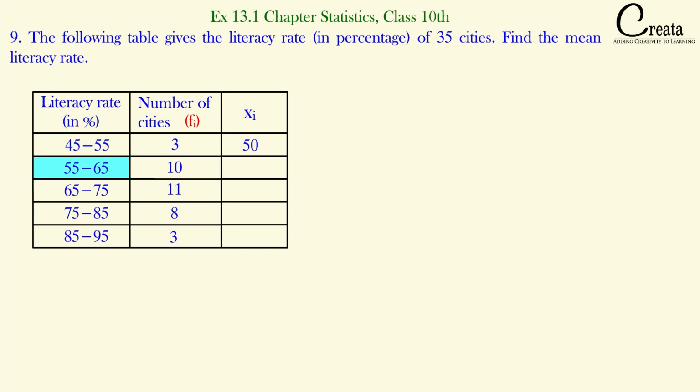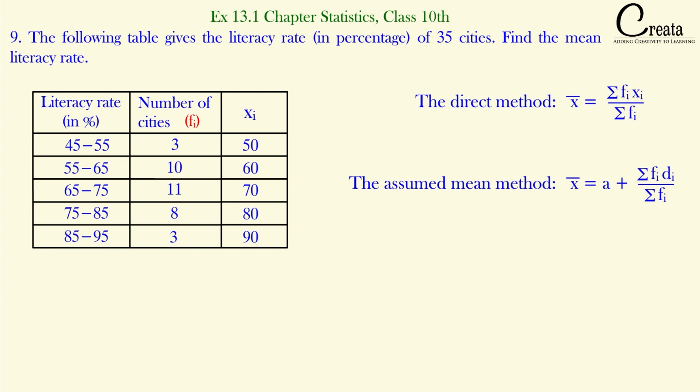Second row, the midpoint is 60. Third row, the midpoint is 70. Next it is 80 and 90. So we got the values of xi. Now we have two options. Either we can use the direct method or we can go to the assumed mean method. It depends upon the calculation, is it tough or easy? If you observe, the calculation is not so tough, we can apply the direct method, but still we will go to the assumed mean method. Note that you can use either method, the answer will not change.